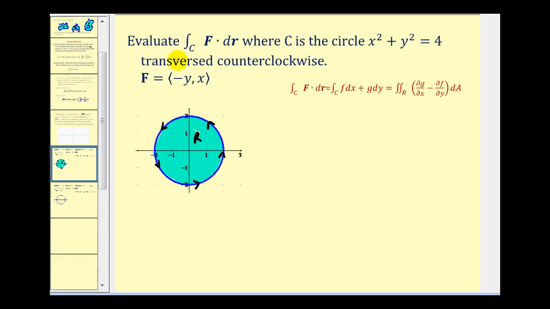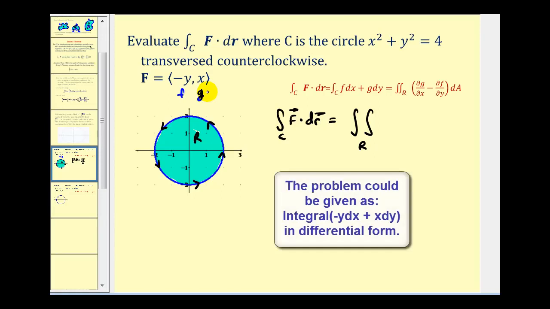We want to evaluate this line integral where C is the circle x squared plus y squared equals 4 traversed counterclockwise. So our region satisfies the requirement of Green's theorem. So we're going to rewrite this line integral as a double integral over the region R. The x component of vector field F is equal to little f, and the y component is equal to g. So the partial derivative of g with respect to x would be 1, minus the partial derivative of f with respect to y, which would be negative 1.